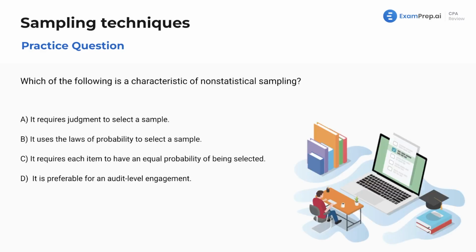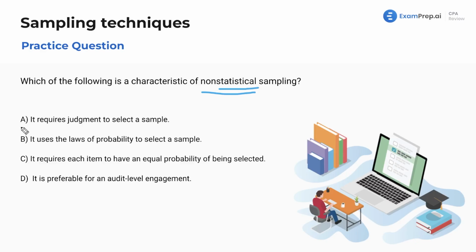Next up here, which of the following is a characteristic of non-statistical sampling? This is something we went over quite a bit, and let's take a nice stab at this question. Well, first, it requires judgment to select a sample. Okay, I kind of like that because we know statistical sampling is quantitative, and we know that non-statistical sampling is qualitative.